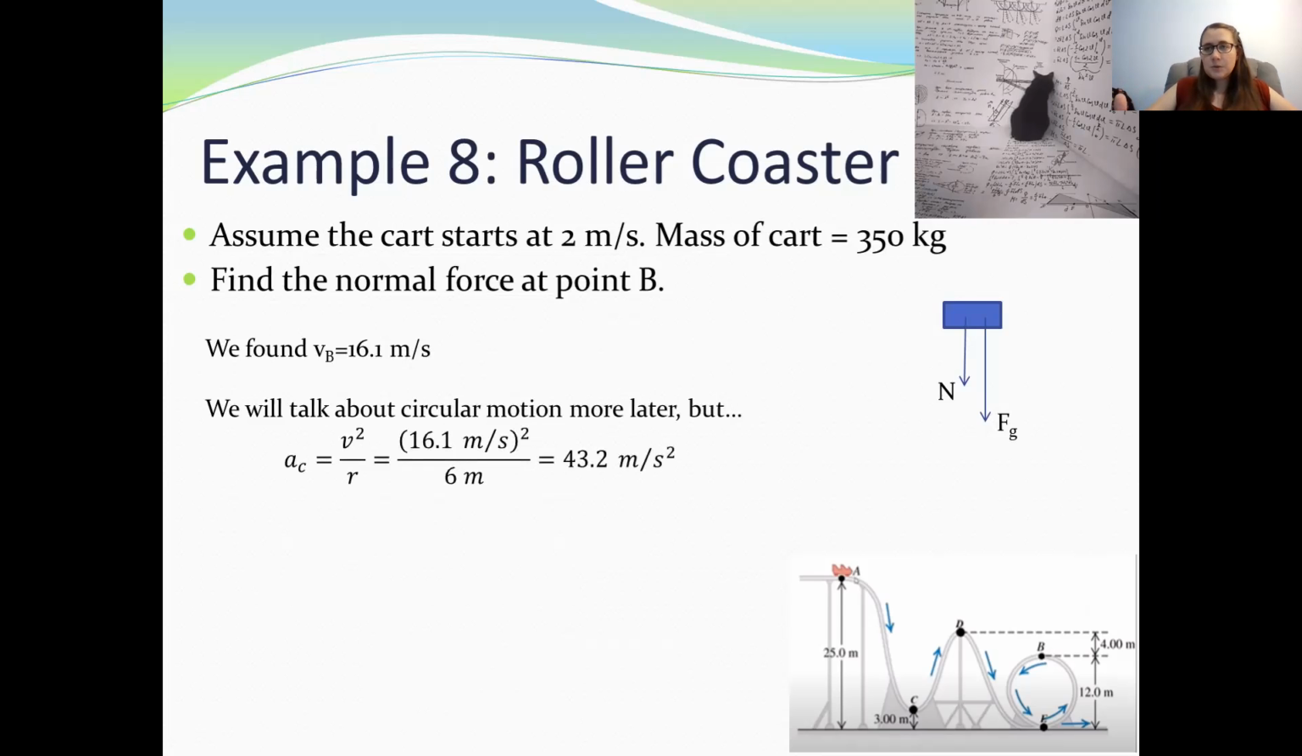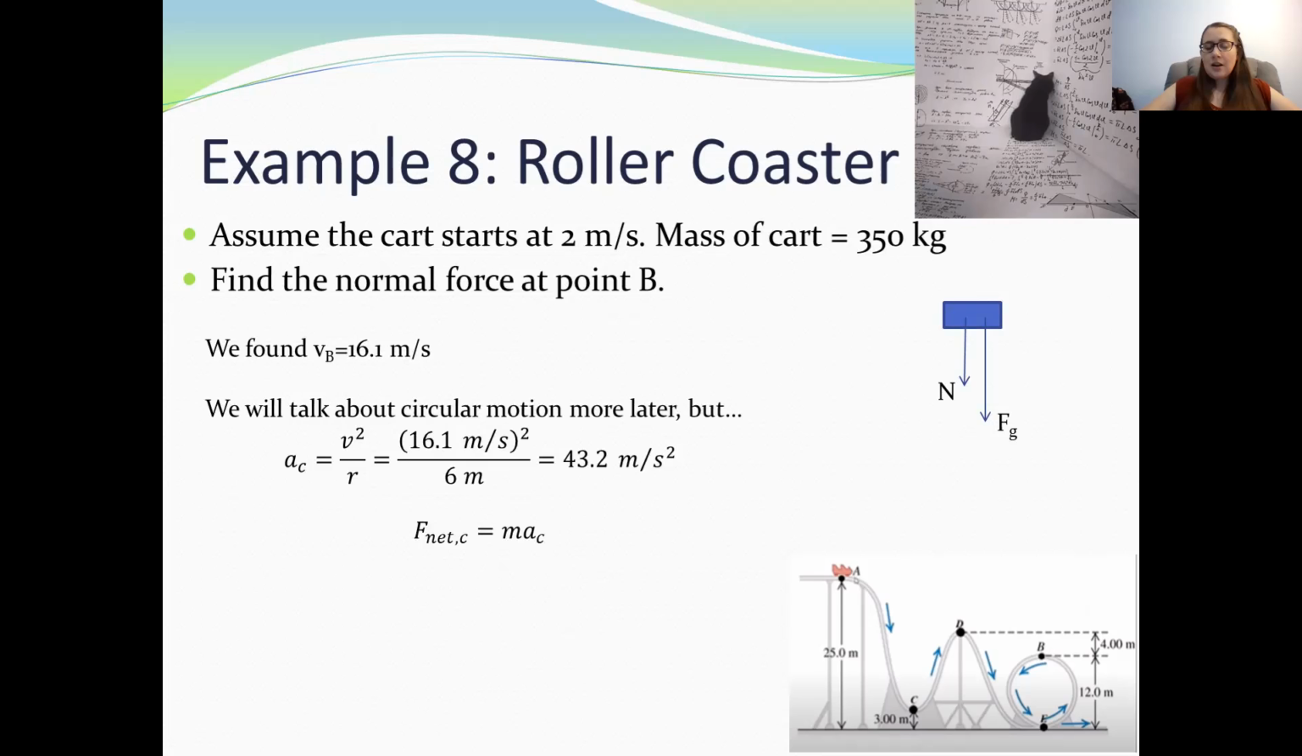But this equation is the one that I gave you at the beginning, right? Our centripetal acceleration is velocity squared divided by the radius of the circle. So we know that the total height of the loop is 12 meters, which means that the radius of the loop is 6 meters. We found the speed at that location to be 16.1 meters per second. We square that, and we get a centripetal acceleration of 43.2 meters per second squared.